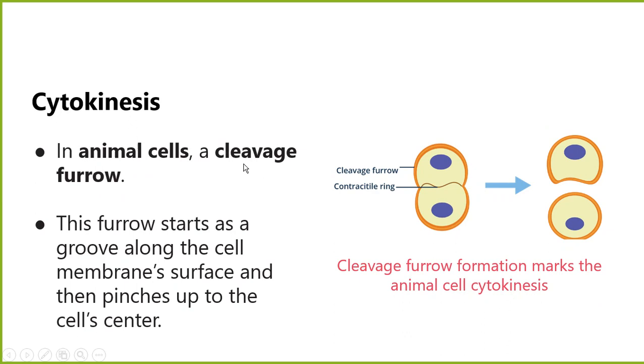So in animal cell, a cleavage furrow. Pag sinabing cleavage furrow, pero may cleavage, may hati. Okay? Sa cell membrane. This furrow starts as the groove along the cell membrane surface and then pinches up to the center of the cell. Okay, parang pinipisil siya into 2. Yung parang lobo, okay? Nagkaroon ng cleavage furrow. Okay, something like this. You call that particular stage as cytokinesis. Okay? So, cleavage furrow formation marks the animal cell cytokinesis.